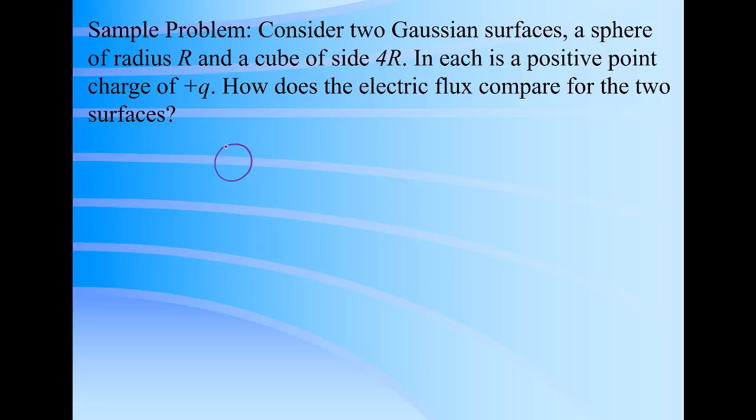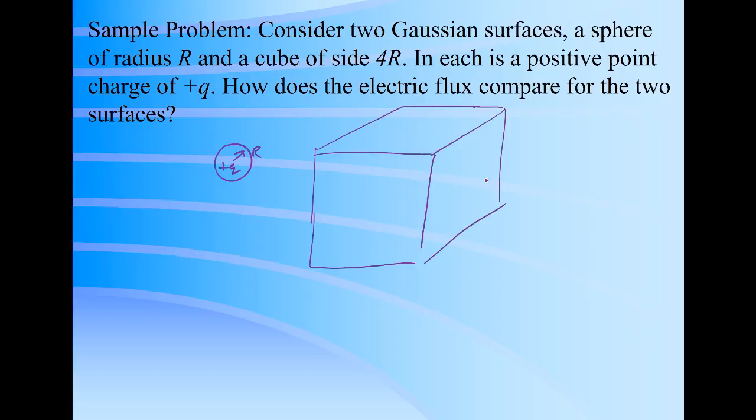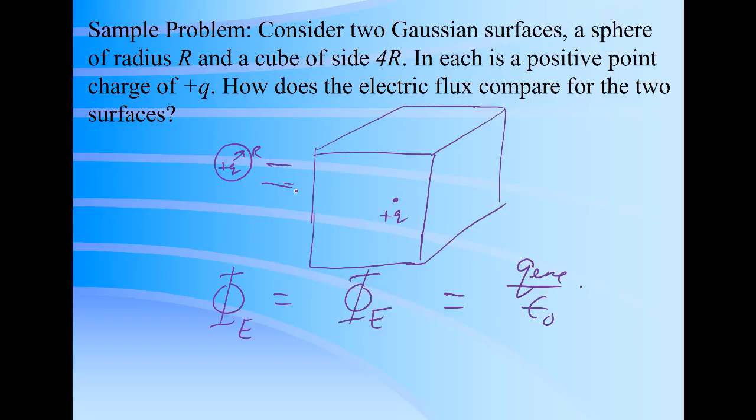Okay, so we have a sphere of radius r with plus q in it, and we have a cube of side approximately 4r, and the question is, there's plus q, how does the electric flux compare for the two surfaces? Well, they're equal, because what does flux depend on? It's just Q enclosed over epsilon naught. Now you would need a computer program to numerically integrate this cube to prove it, but they're equal. Trust me on this one.